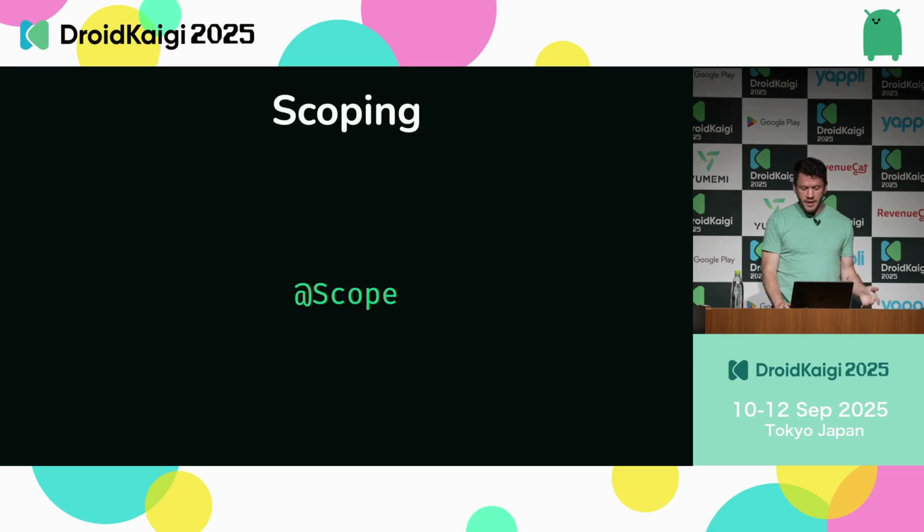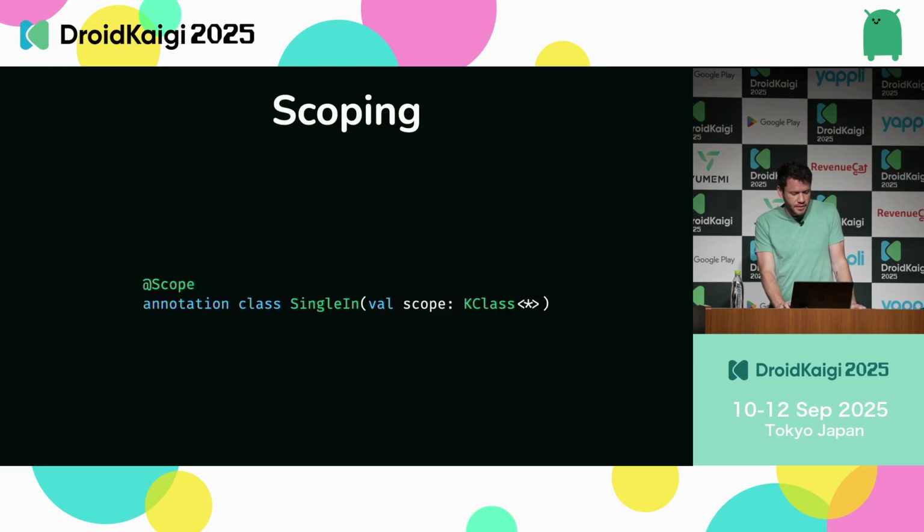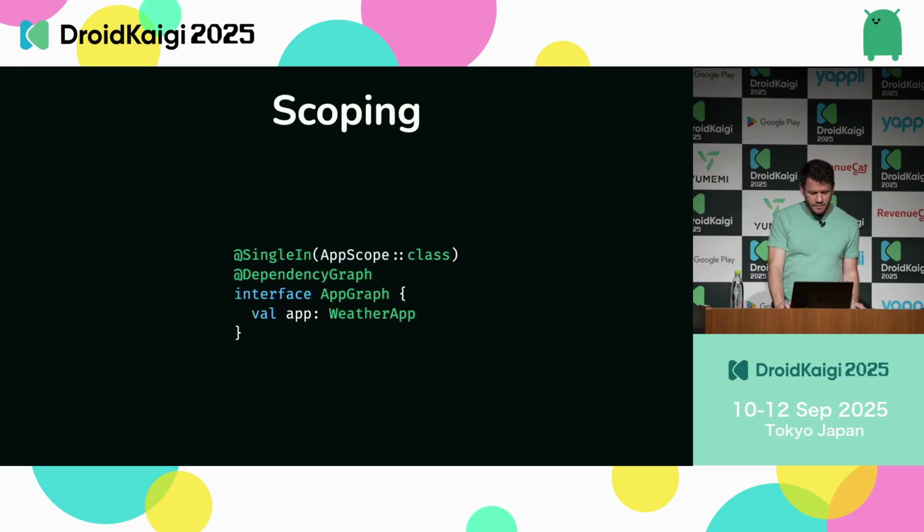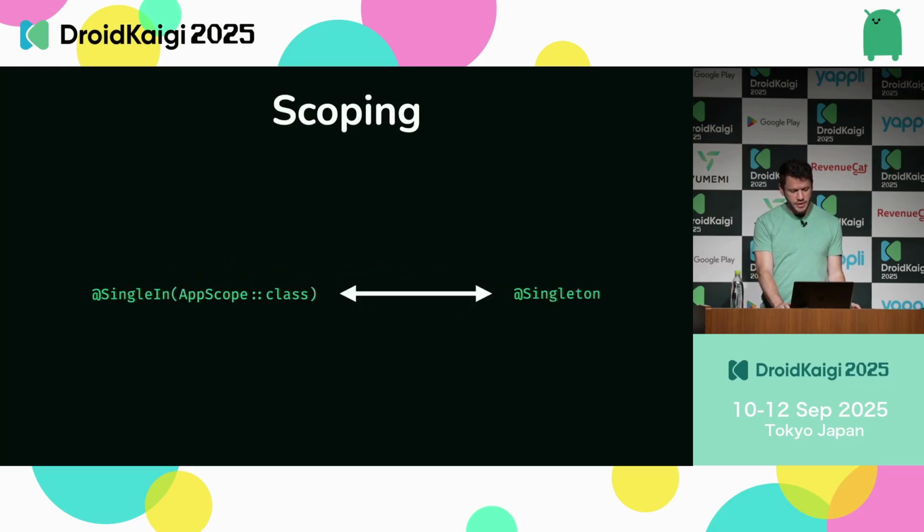These are also meta annotations, and Metro's standard scope annotation is @In, which takes what's called a scope key KClass argument. Metro also supplies a common AppScope key class. These combine to make @SingleIn(AppScope::class) on our app graph. SingleIn AppScope is lifted from Anvil and essentially Metro's analog of Dagger and Kotlin Inject's @Singleton annotation. It's a little more explicit and also reusable with different scope keys.